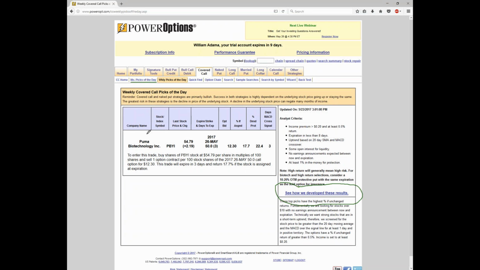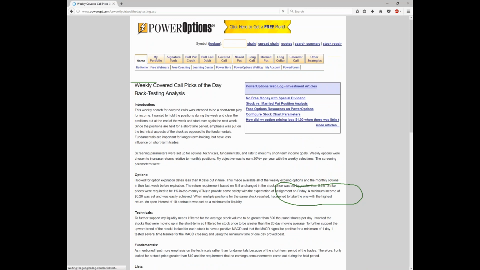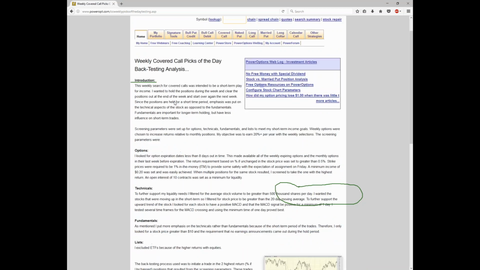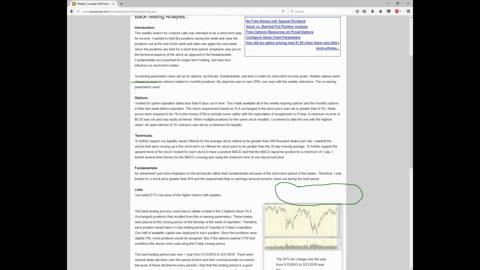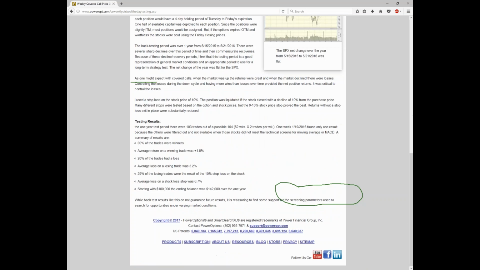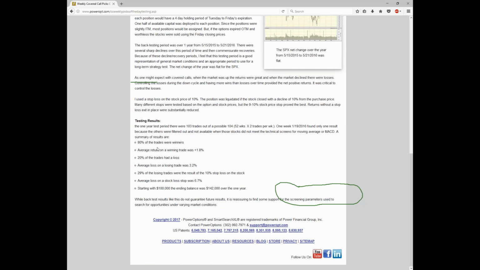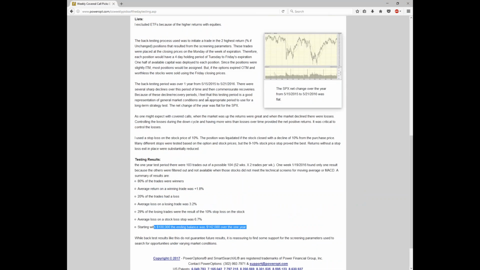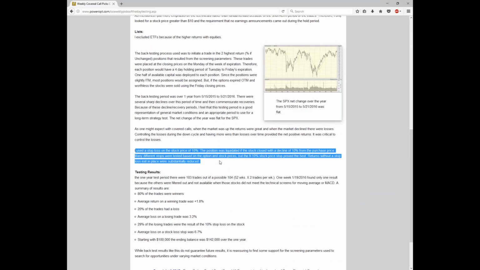But when you're evaluating it, you want to check that link over here that says, see how we developed these results. This is a full write-up on how Ernie walked through the process of using our historical testing tools to test the different criteria, the time frame he used, and what his results were over time. So for the weekly ones, you can see that 80% of the trades were winners. The average return was 1.8, and the average loss on the losers was 3.2, but 20 to 80% over the tested time period. Starting with a $100,000 balance, it went to $142,000 for that testing period. He also talks in here about what he used for stops in the testing as well.